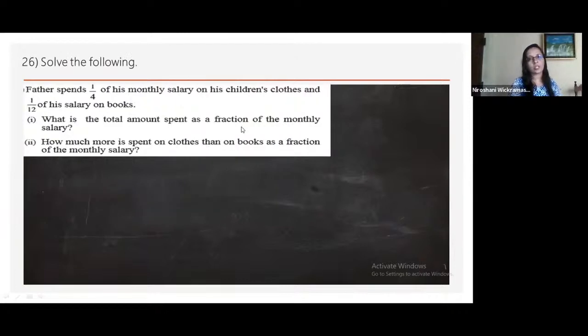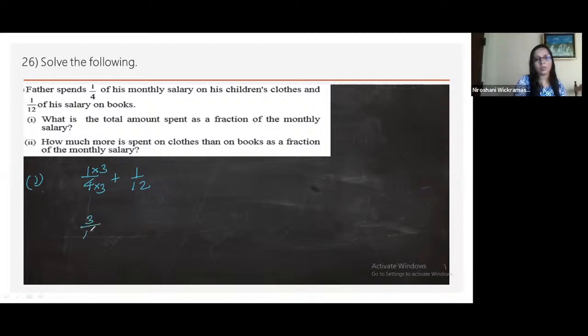Our last question. Word problem. Father spent 1/4 of his monthly salary on his children's clothes and 1/12 of his salary on books. What is the total amount spent as a fraction of the monthly salary? Father spent 1/4 on children's clothes and 1/12 on books. Total amount spent as a fraction of monthly salary. So this is the total amount. Then this is by 3. This is by 3, right?